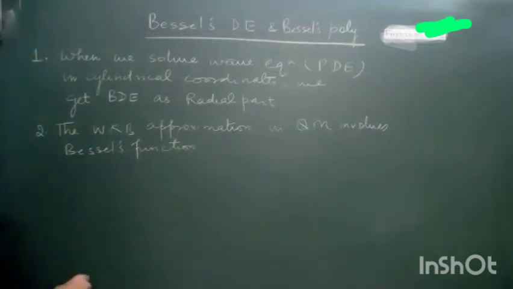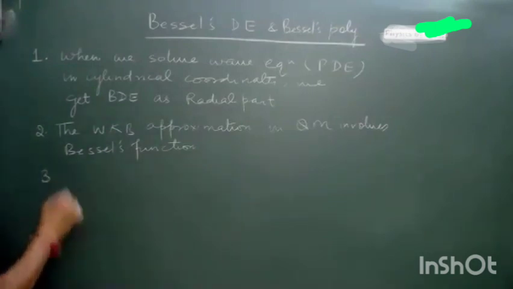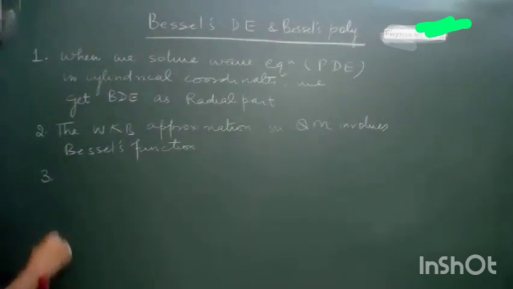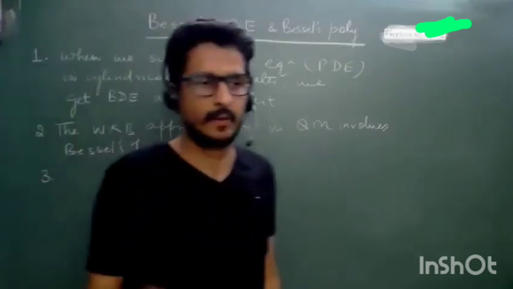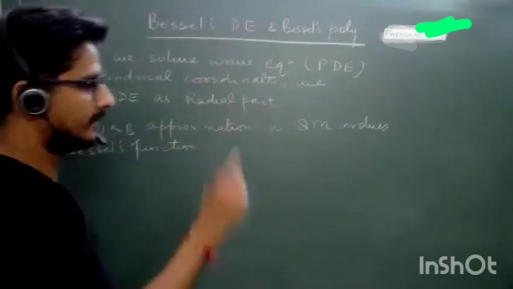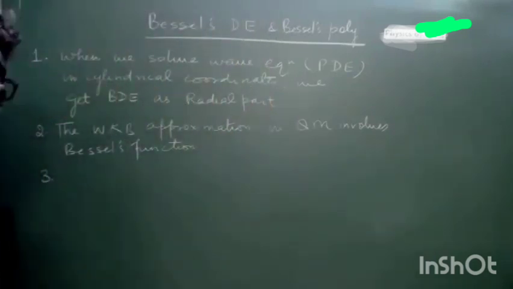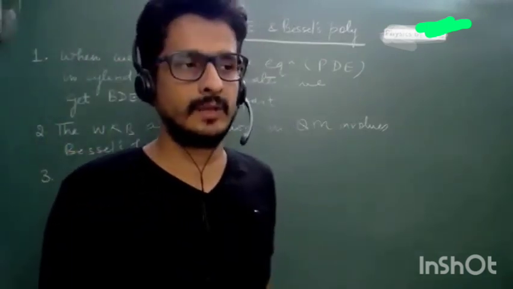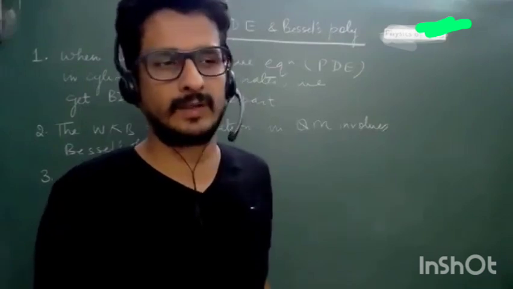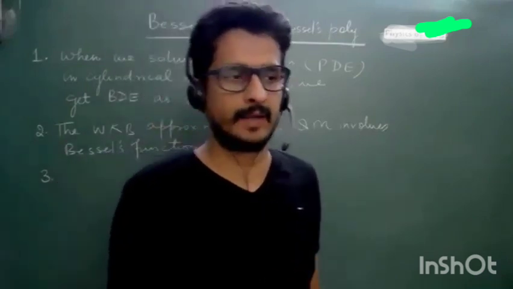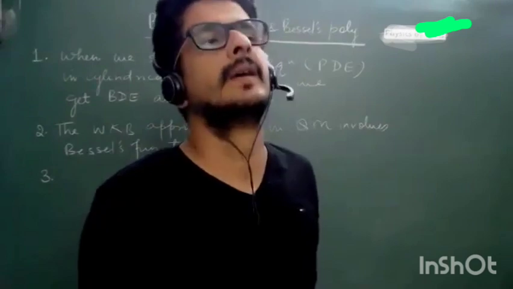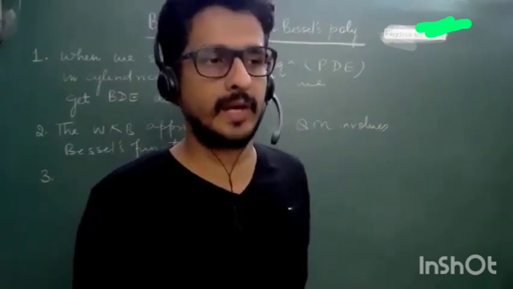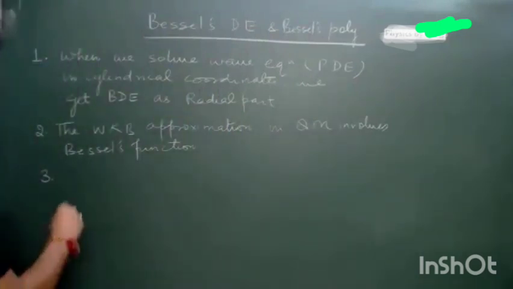Okay. The third one, suppose you solve the Schrodinger wave equation in quantum mechanics. That's why this special function chapter is very, very important for quantum mechanics. Suppose you solve the Schrodinger equation for the harmonic oscillator, for the hydrogen atom problem. But suppose you solve it for a spherical potential, which is actually done in nuclear physics.